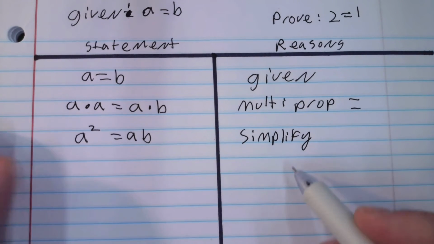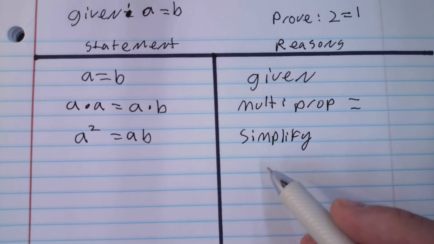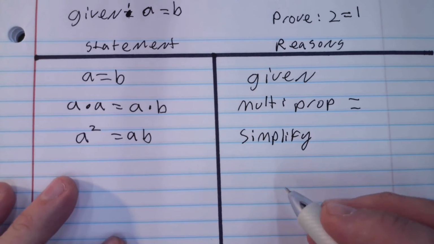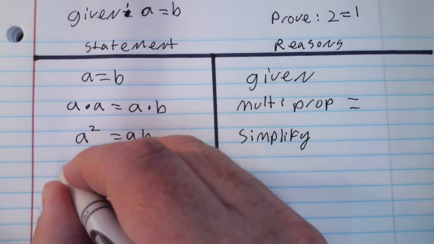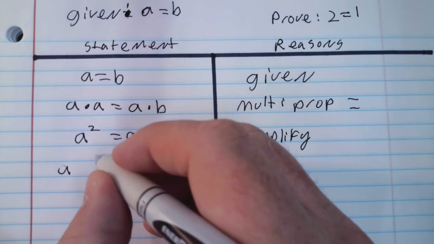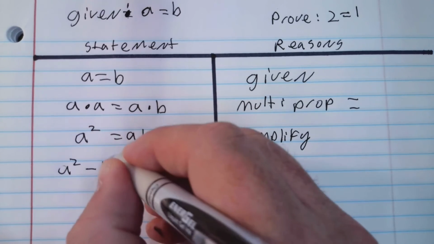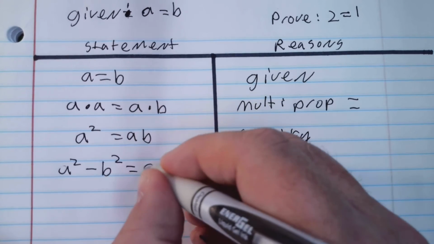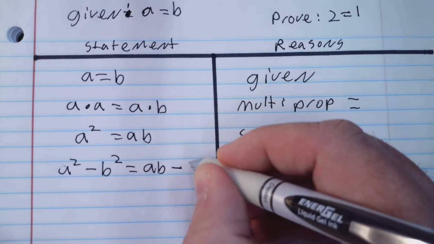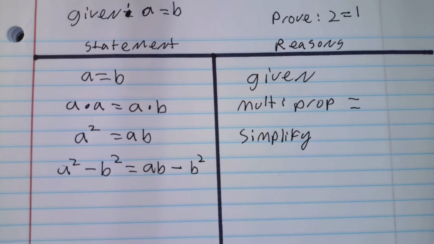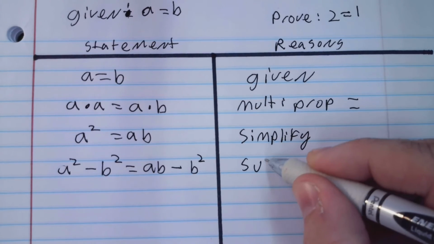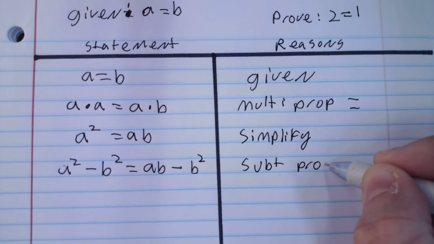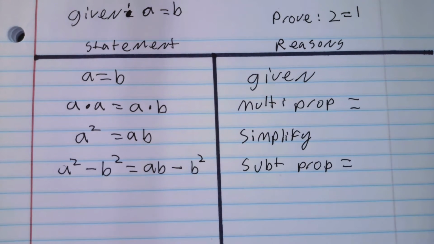And when you do that, you just write, I didn't do anything, I just simplified. Okay, so there's that. Now I'm going to do this. And let's see what property allows me to do this. A squared minus B squared equals AB minus B squared. What did I do? Just subtraction property? I subtracted B squared from both sides. Okay. So far, so good.